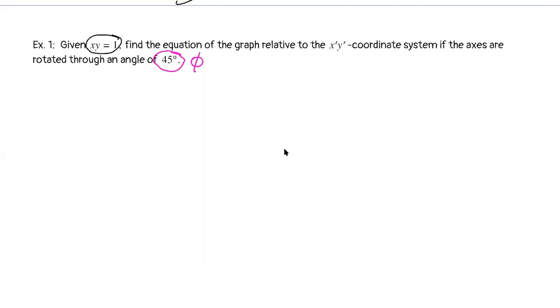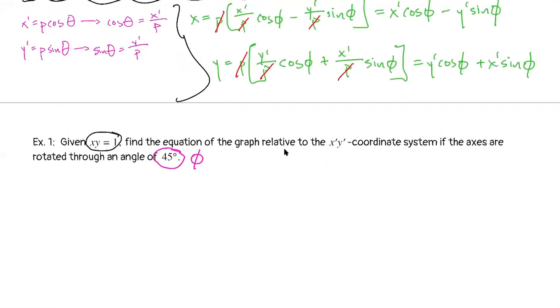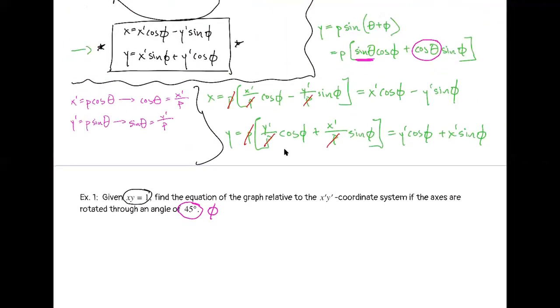So here's what we're going to do. We're going to write down these two formulas, our x equals and our y equals. So x equals x prime cosine phi minus y prime sine phi. And then next to it, I'm going to write y equals x prime sine phi plus y prime cosine phi. Okay.